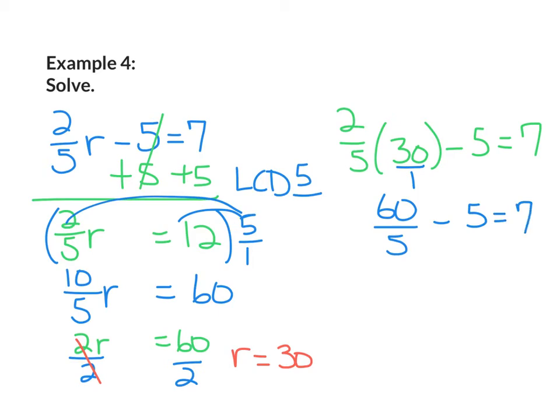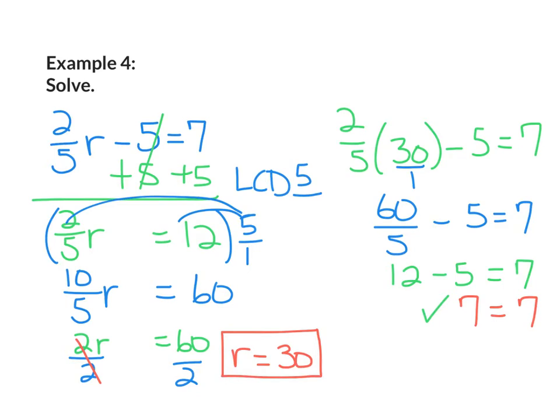So now I'm going to divide. 60 divided by 5 gives me 12, minus 5 equals 7. So I'm going to go ahead and subtract. 12 take away 5 gives me 7 equals 7. So it is correct. It checks. So my answer is r equals 30.